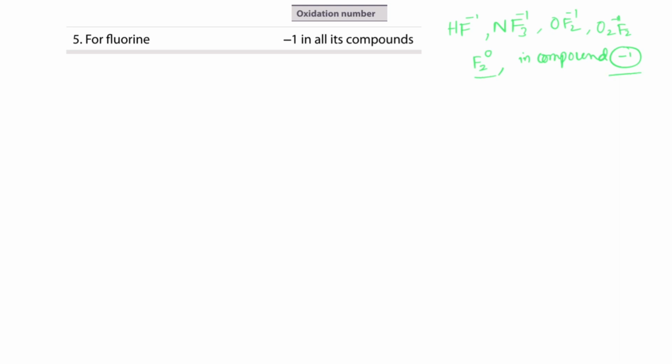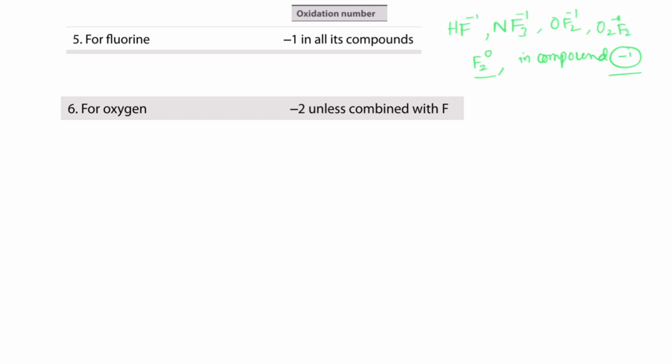That's why in competitive exams, the 2018 NEET question paper asked this question: fluorine shows only -1 oxidation state, true or false? It is false, because fluorine shows 0 oxidation state also, and -1 oxidation state also. If the question asks that fluorine shows -1 oxidation state in its compounds, then that is true. So we have to read the statement carefully and then answer.